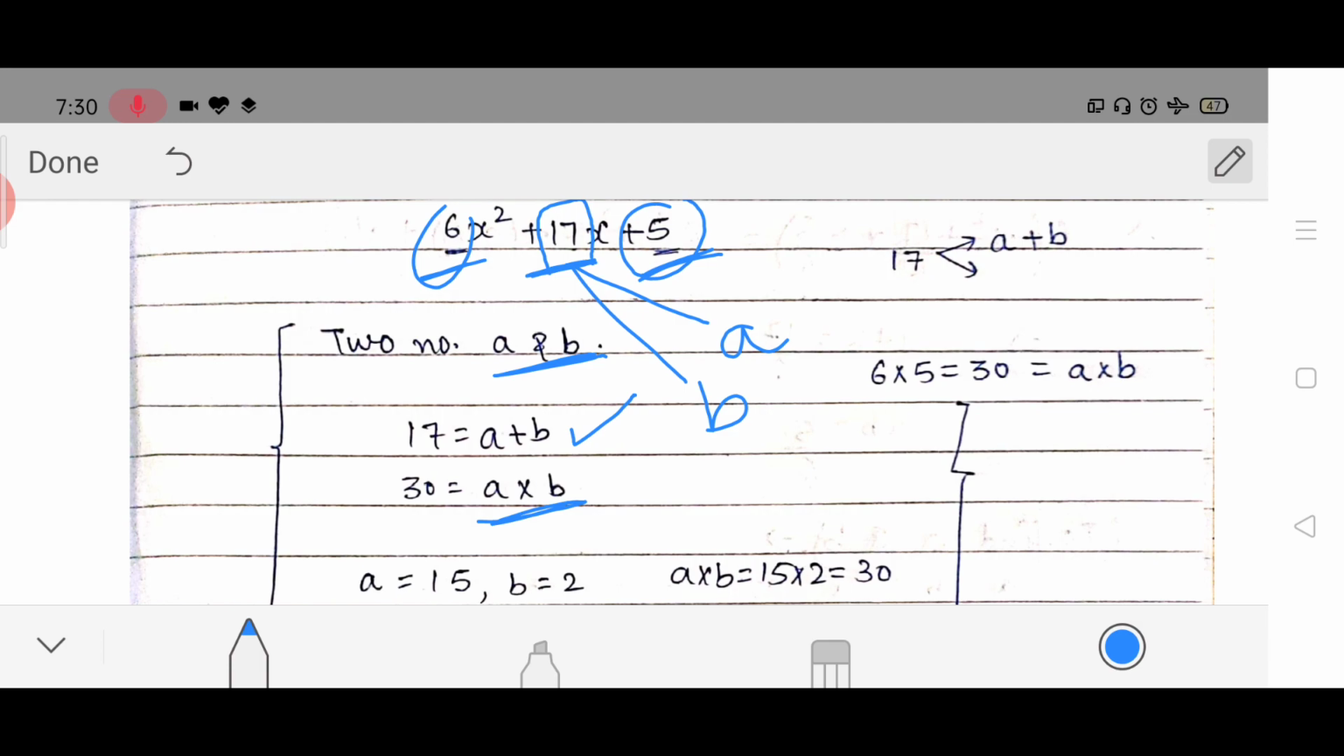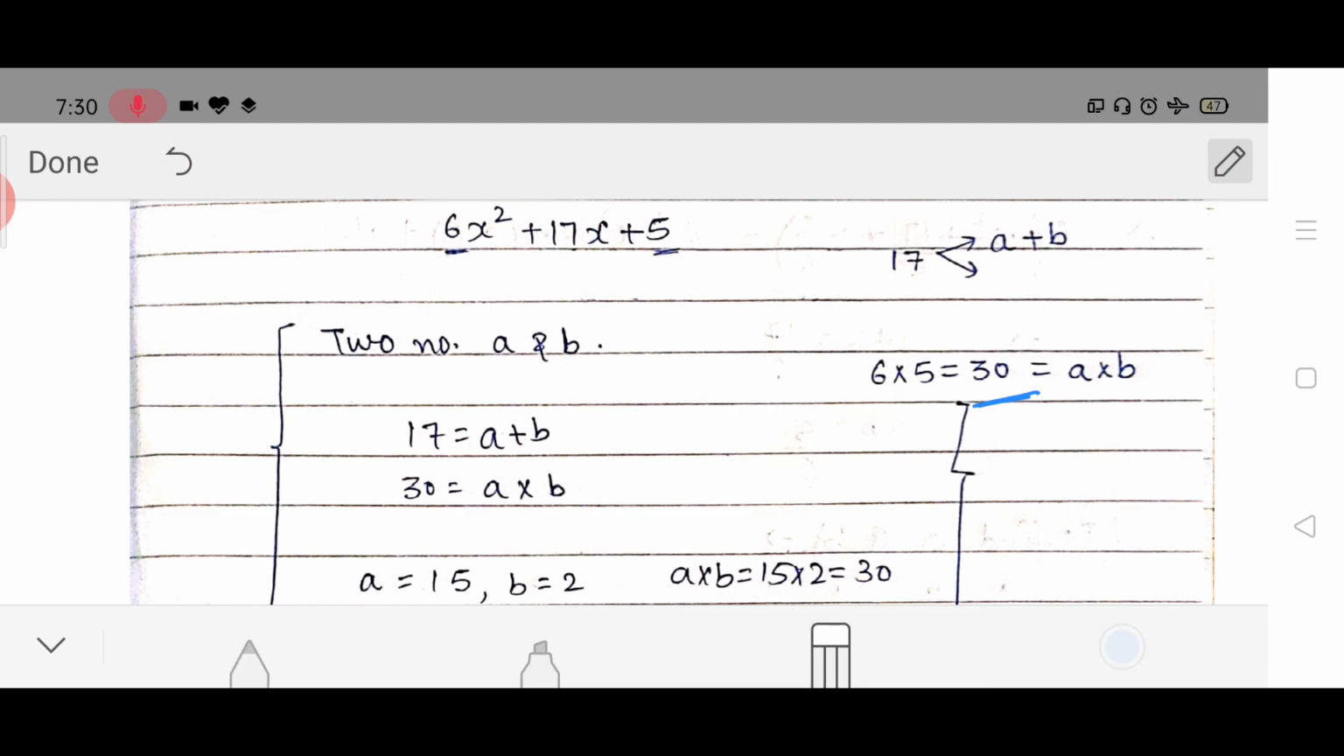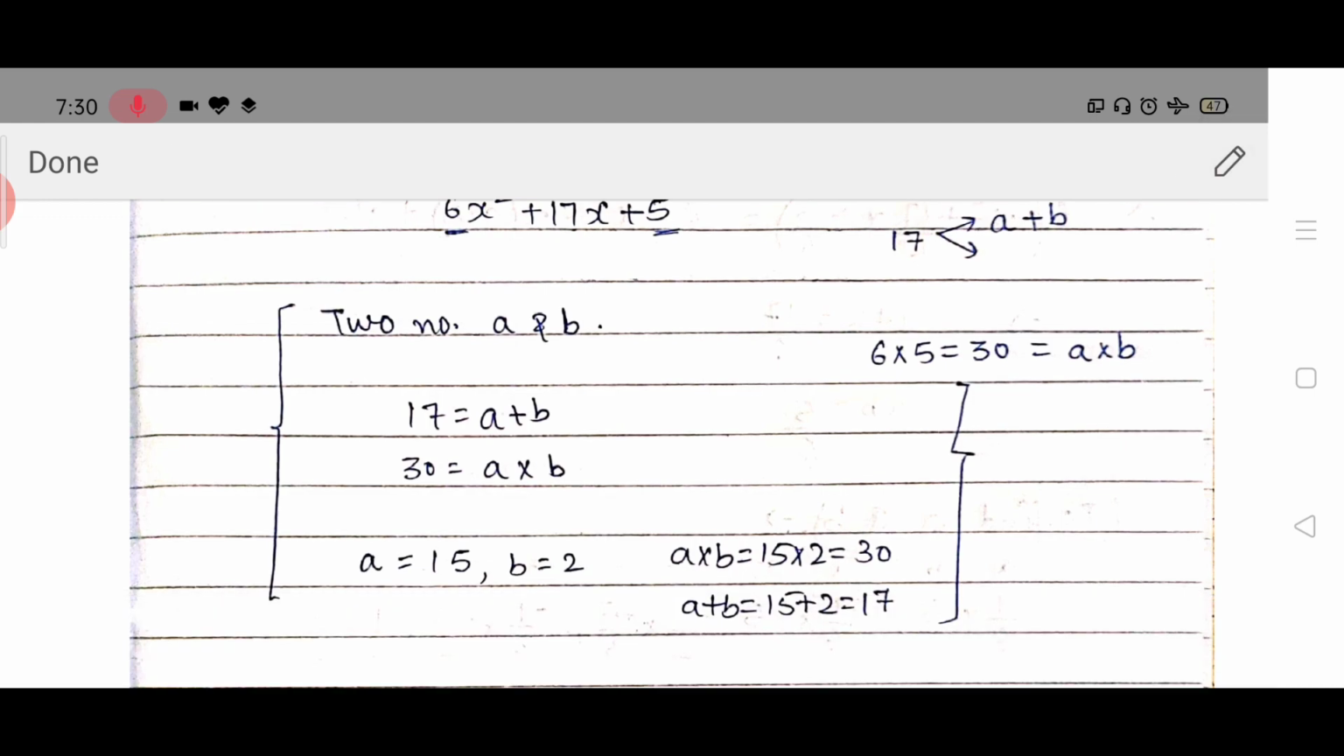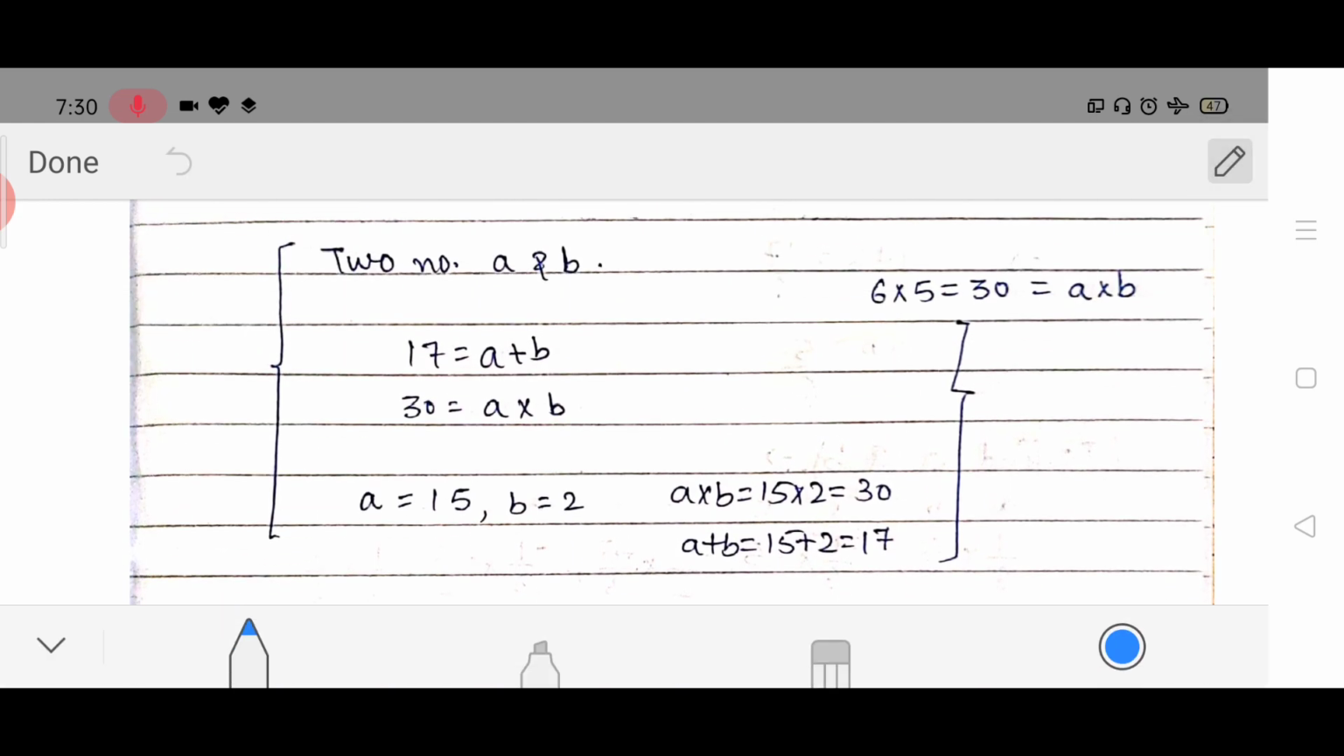Here the product of the first and last coefficients is 30, so the product of both the numbers should be 30 and the addition of both the numbers should be 17. Let us see how it is possible. For example, if we have a as 15 and b as 2, you can see that a plus b is 17 and a into b is 30. So our condition is fulfilled here, that the addition gives the middle coefficient and the multiplication gives the product of the first and last coefficients.